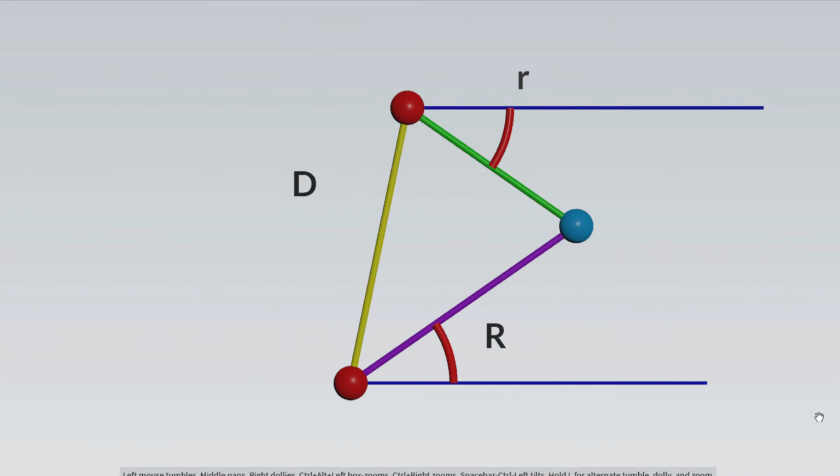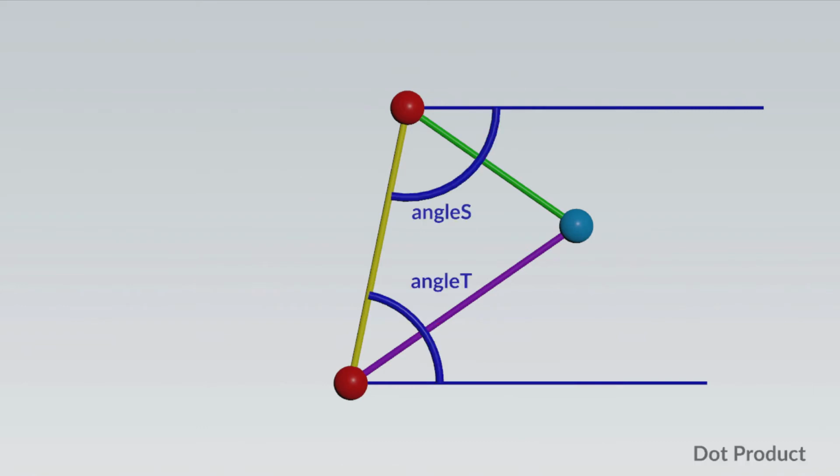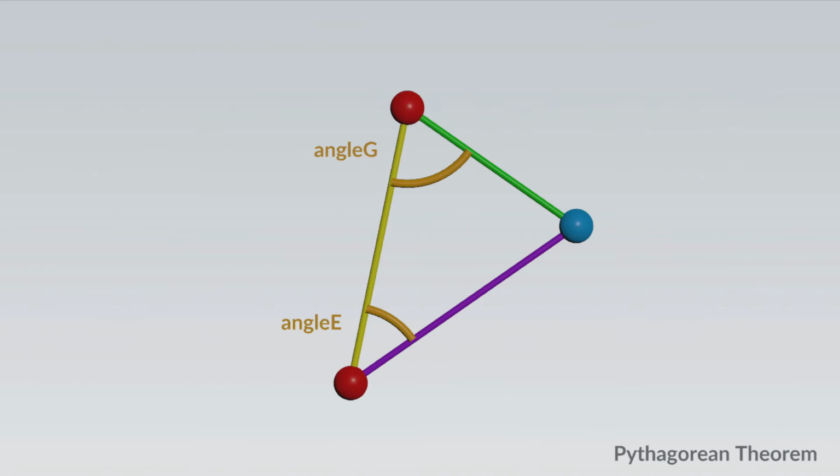So let's get started. First of all, we're going to use the dot product, Pythagorean's theorem, and vectors to define our equations. To start with the dot product, we're going to find the dot between D, our vector, and the x-axis, the reference axis, to find angle S and angle T. Then we're going to find the angles in the triangle, angle G and angle E, using Pythagorean's theorem. But Pythagorean's theorem applies to right-angled triangles. We're going to see how that applies.